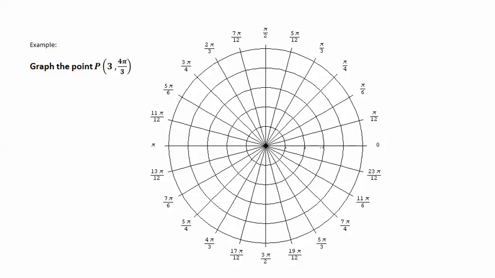So we have to find that. Where's 4 pi over 3? We're going all the way over here. And this is, oops, sorry, a little farther. This is where we end up at 4 pi over 3. And we were 1, 2, 3 on our r. We end up right at this point.